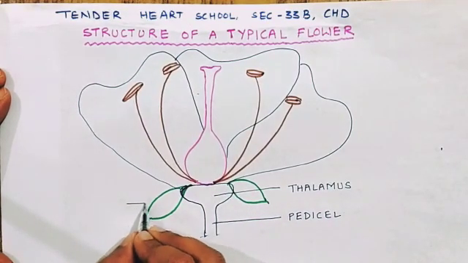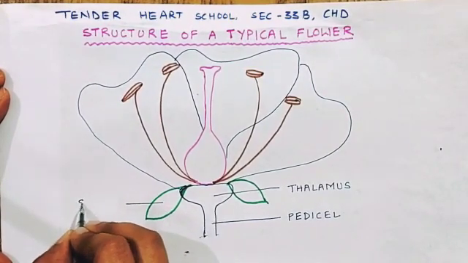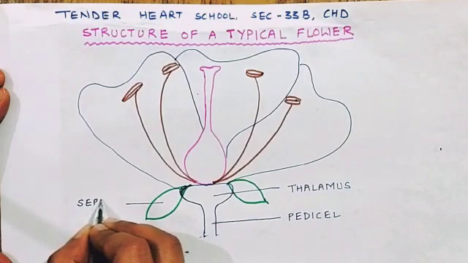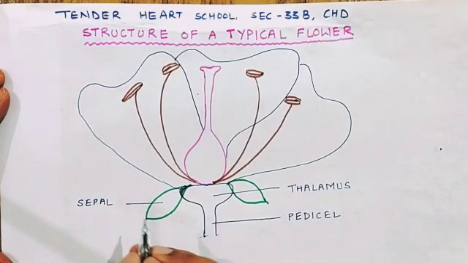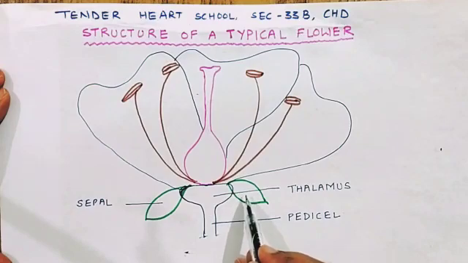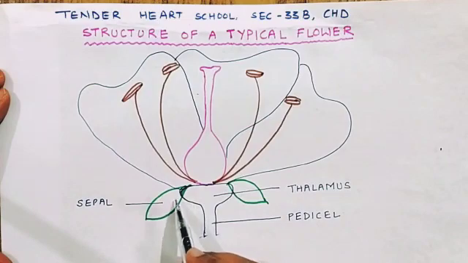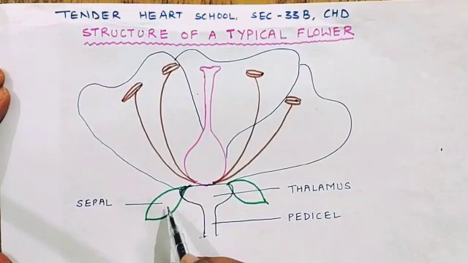This green colored part, which is present at the base of the flower, is called the sepal. Sepals protect the flower when it is in the bud stage, right? These sepals are present at the base of the flower, and these are green in color. Otherwise they can also perform photosynthesis because they have chlorophyll in them.